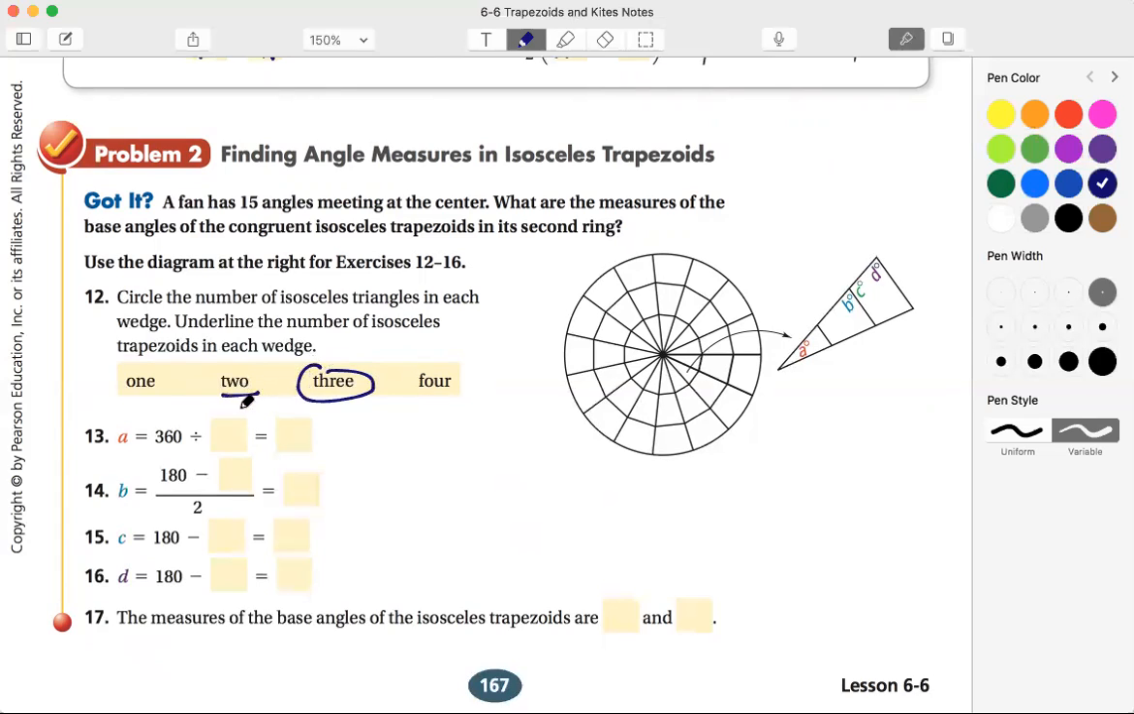So A must equal 360 divided by 15, which equals 24. B must equal (180 minus 24) divided by 2, which equals 78. C equals 180 minus 78, which equals 102. And D equals 180 minus 102, which equals 78. So the measures of the base angles of the isosceles trapezoid are 102 and 78.